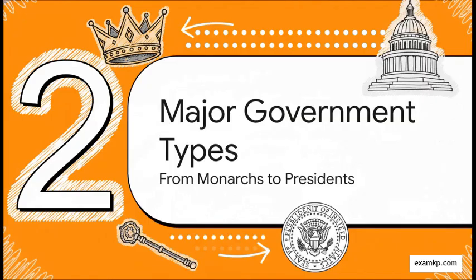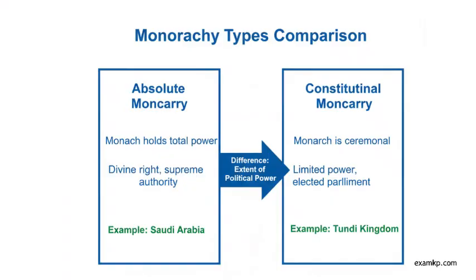Okay, let's jump into Section 2. Now we're going to see how that basic idea, the one, the few, the many, builds into the specific types of governments you are definitely going to see on your exams. We're talking everything from ancient monarchs all the way to modern presidents. So let's talk about monarchy, because not all monarchies are the same.